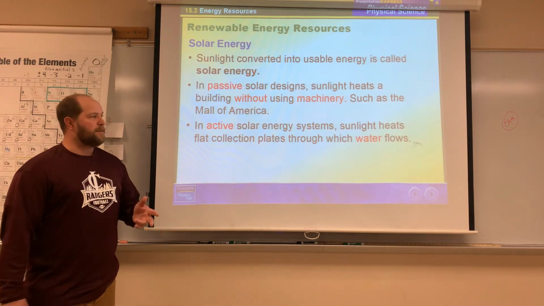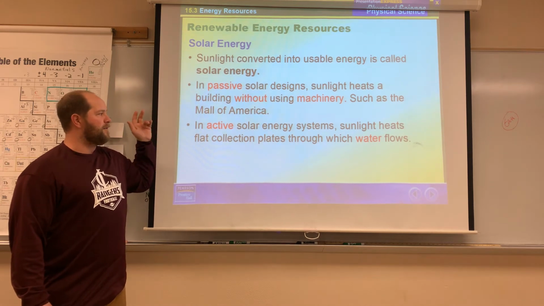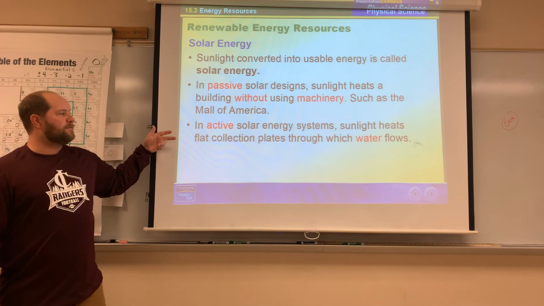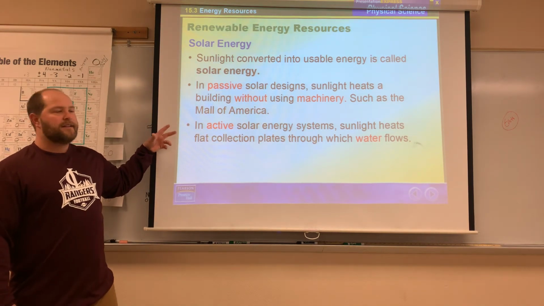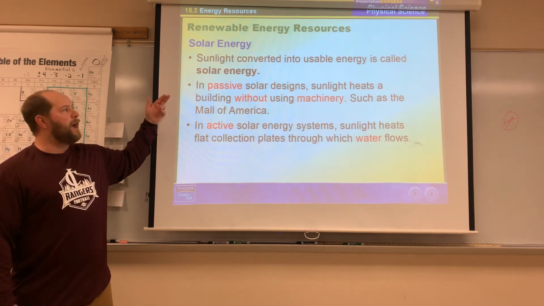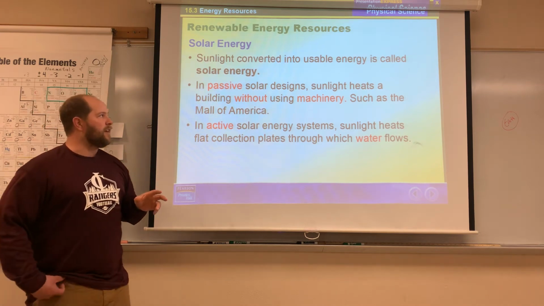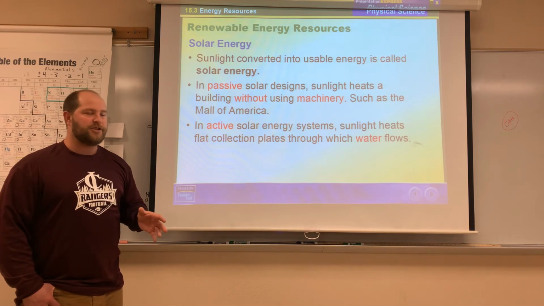So we have two types of solar energy. We have passive solar energy and we have active solar energy. Active solar energy would be like your solar panels that are used to convert the energy into electricity. Passive solar design is just taking the sunlight and heating a building without the machinery.